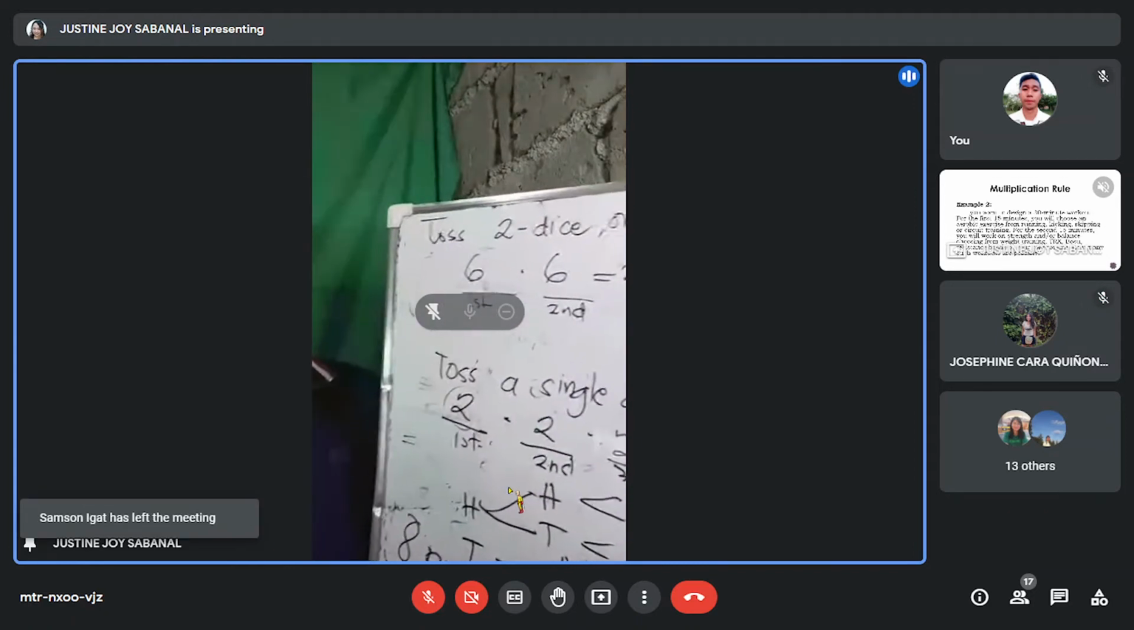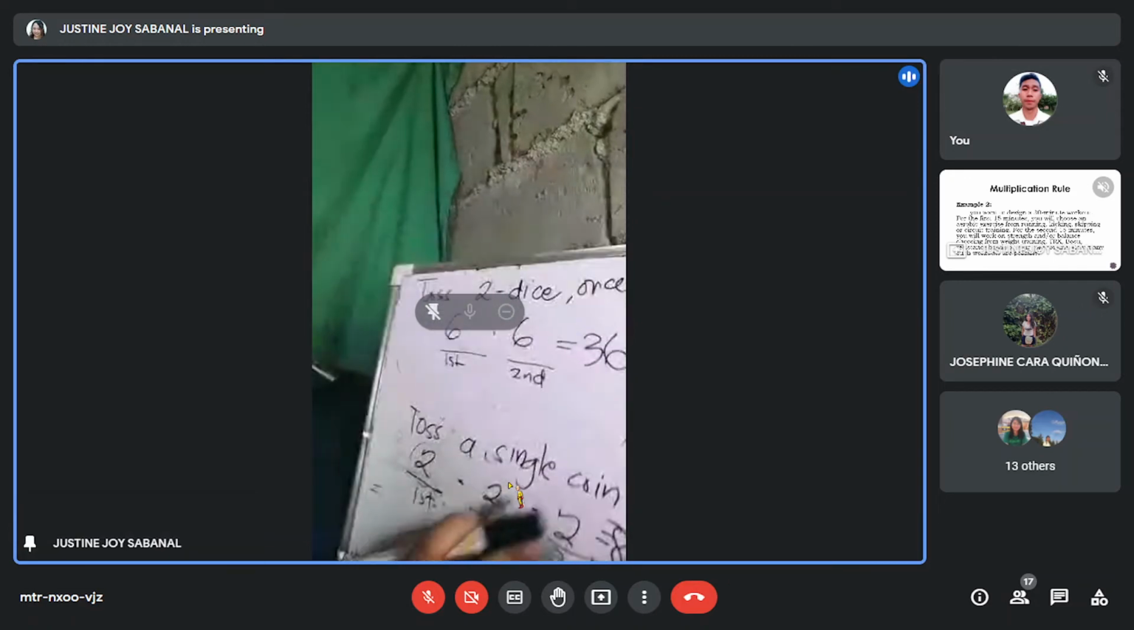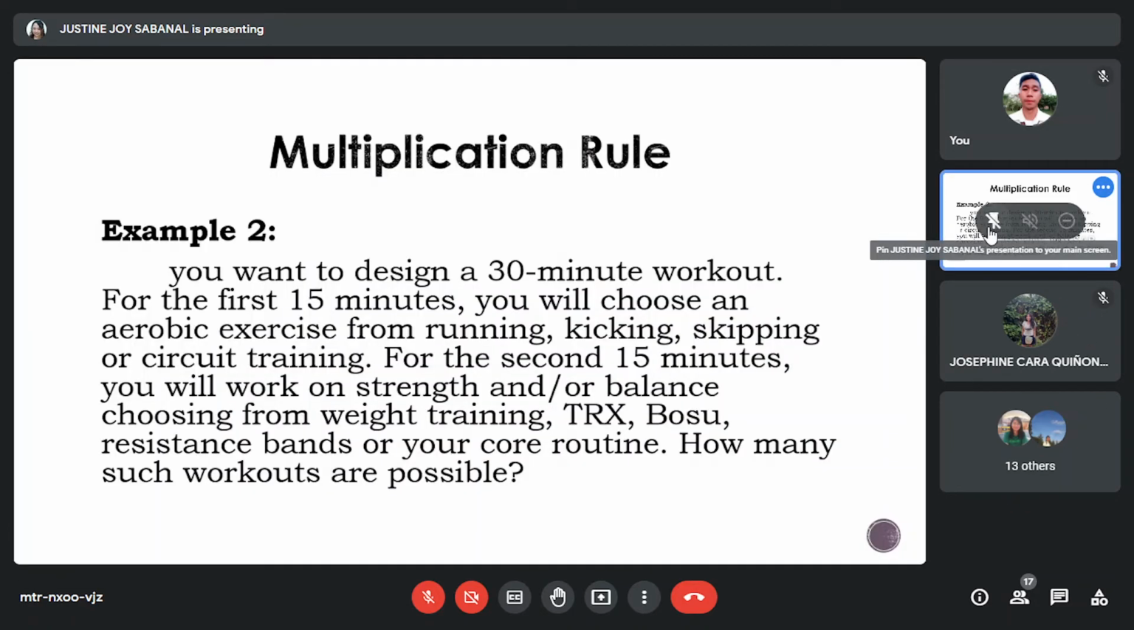So, this one. You want to design a 30-minute workout. For the first 15 minutes, you will choose an aerobic exercise from running, kicking, skipping, or circuit training. Then, for the second 15 minutes, you will work on strength and or balance, choosing from high training, TRX, BOSU, resistance bands, or your core routine. So, how many such workouts are possible?